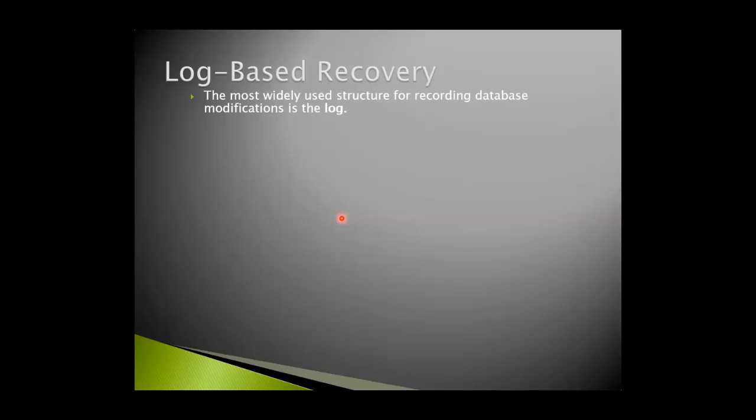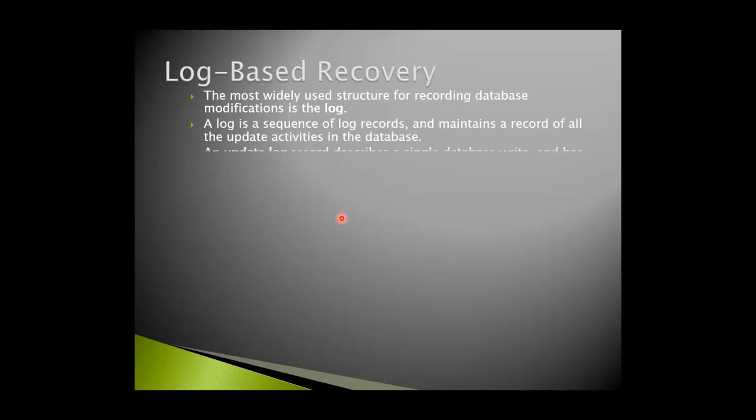The most widely used structure for recording the database modifications is the log. Now, log is nothing but a special type of record which is maintained for preserving the database consistency. The log is a sequence of log records and it maintains a record of all the update activities in your database. First of all, we will try to see the structure of a log record, which is called update log record. Now, what is the use of update log record?